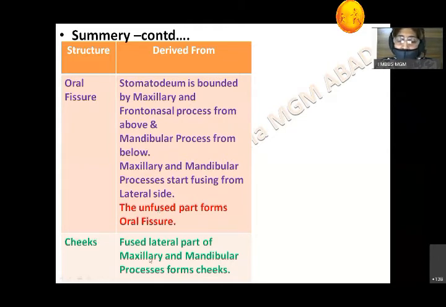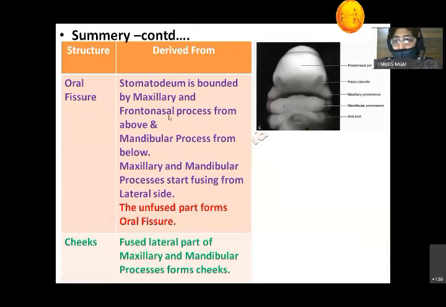And cheeks: this fusion extends on the lateral aspect to form the cheeks. So the lateral angle of the mouth and the cheeks are formed by the fusion of the maxillary and mandibular process. Now here in the figure you can appreciate this black color is the stomatodium. This is the opening. Now this process is the maxillary process, and lower down this is the mandibular process. Now say for example the fusion starts here. So it will fuse and it will extend laterally.